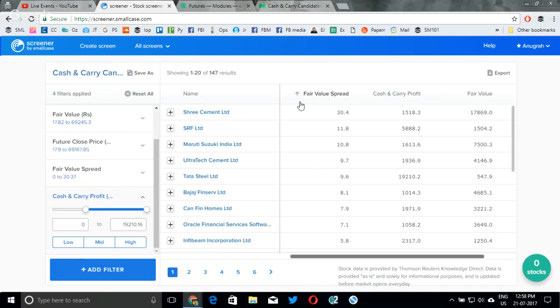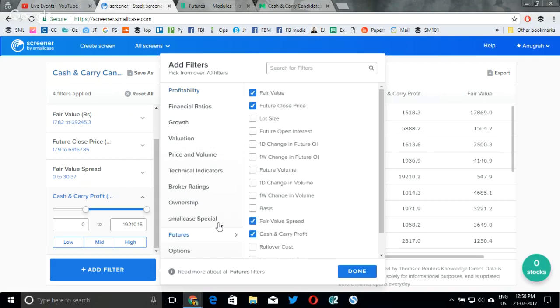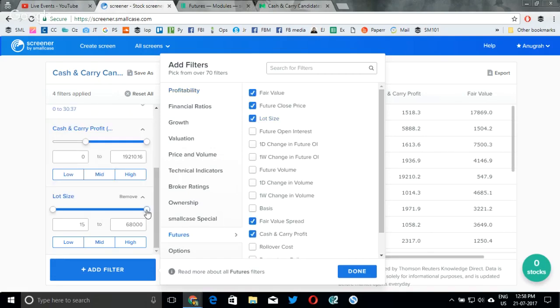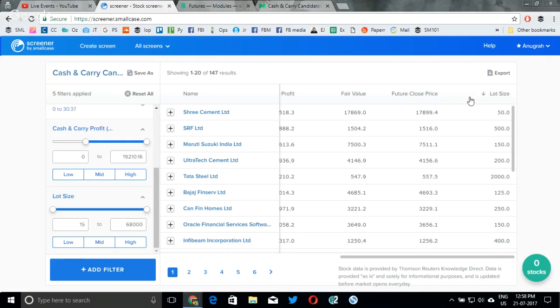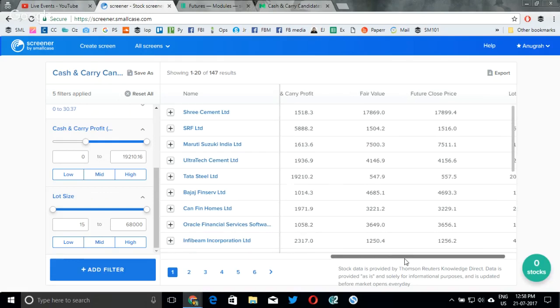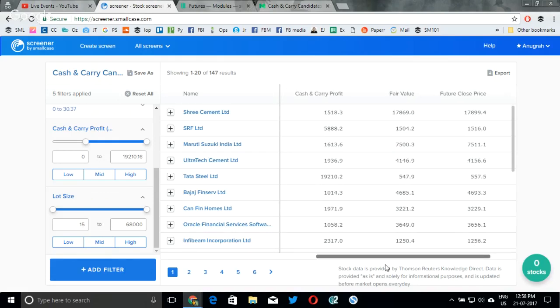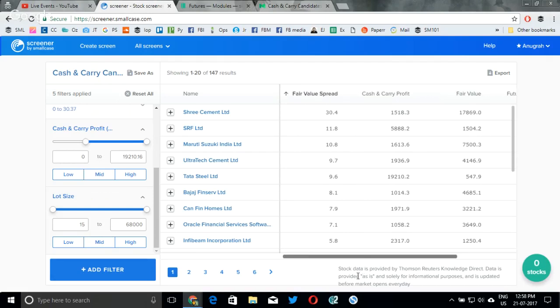So you can see that the fair value spread is highest for Shree Cement right now, and this spread is 30.4. If I want to cross-check whether the cash and carry profit shown here is equal to multiplying this fair value spread by lot size, I can go to add filters, go to futures and add lot size. I see that the lot size for Shree Cement is 50. So if I multiply this lot size of 50 by the current fair value spread, that is the cash and carry profit that I'll be able to realize.